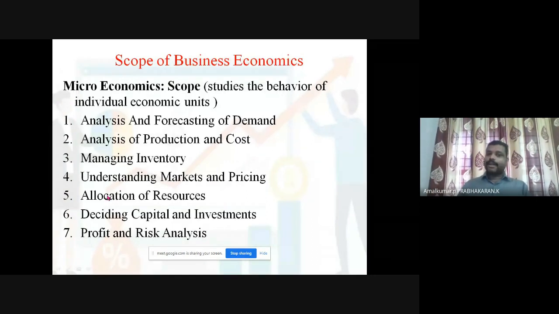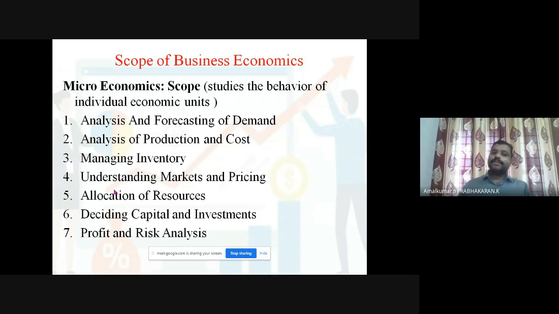And another one is understanding the markets and pricing strategies. We want to understand the markets and also we want to know the pricing strategies for a particular company. So this is also focused on a particular company. So this is a microeconomic scope.